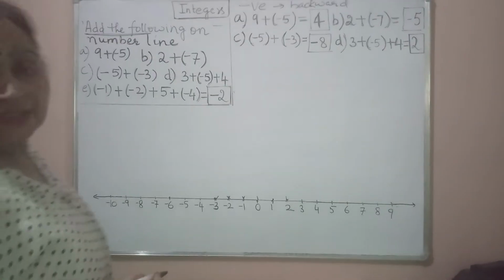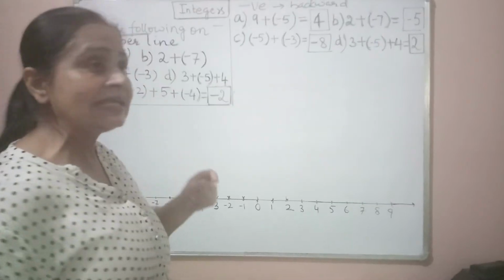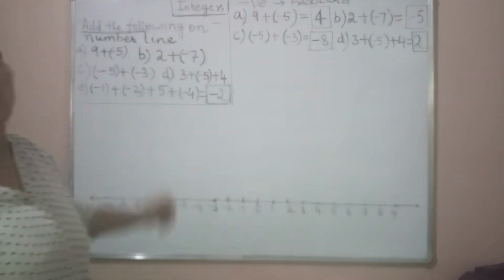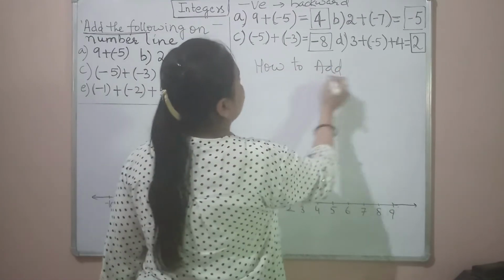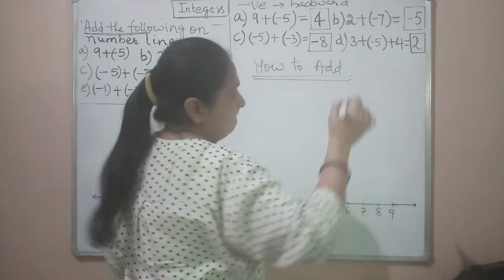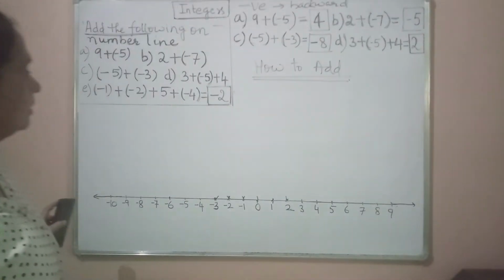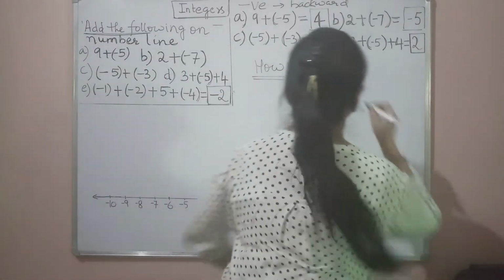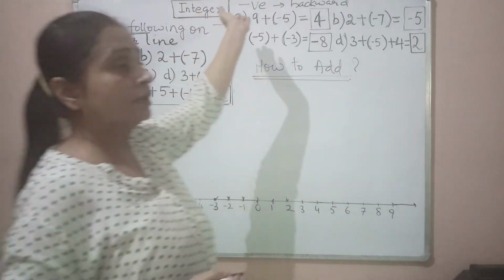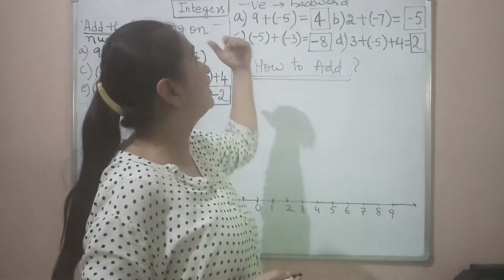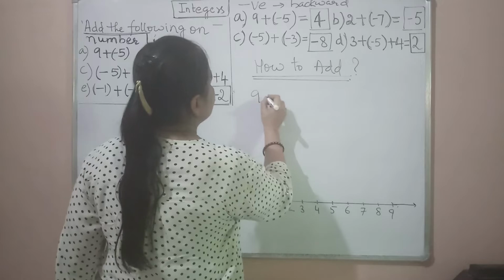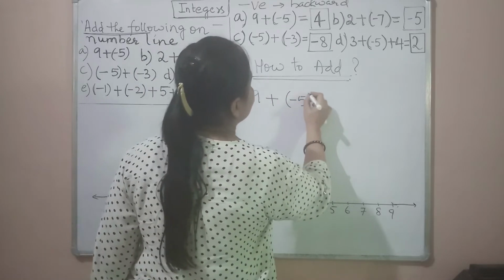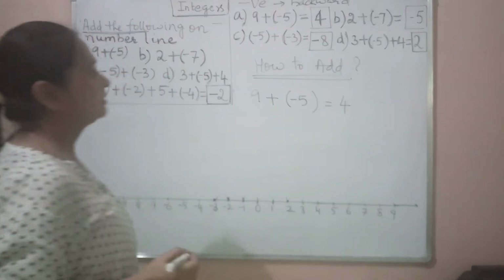Now let us analyze the answers and devise some rule by which we can learn how to add. How to add, all right? So let us learn how to add, using the analysis of how we got the answer. Now look at the first question. 9 plus minus 5 is 4, right?